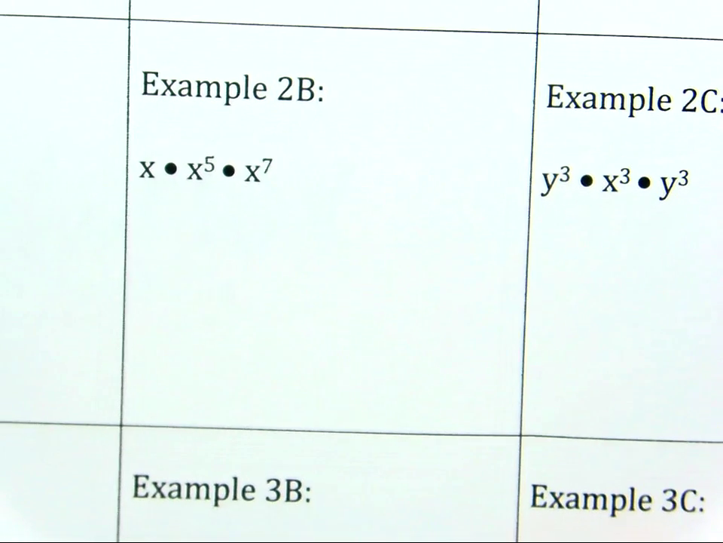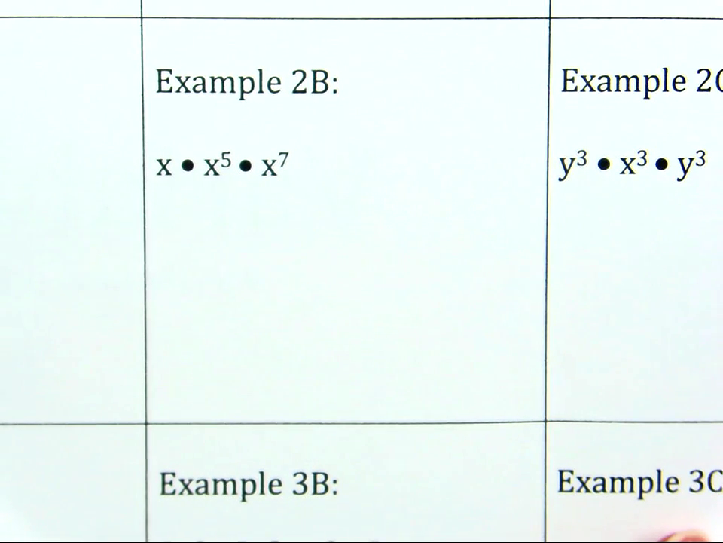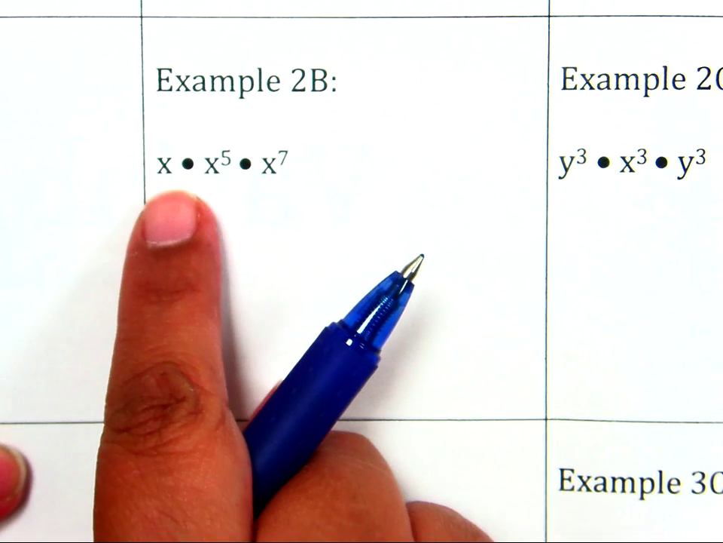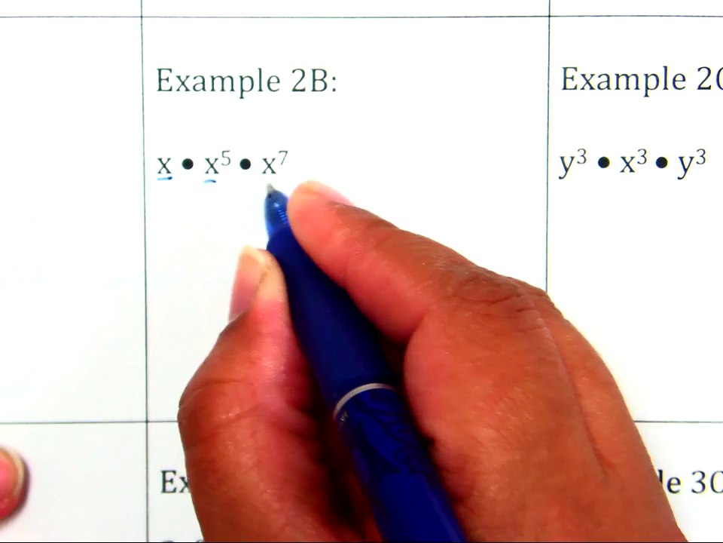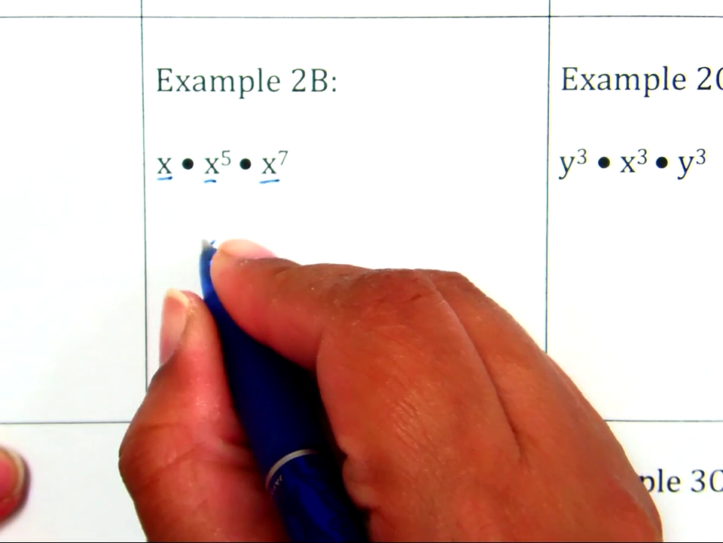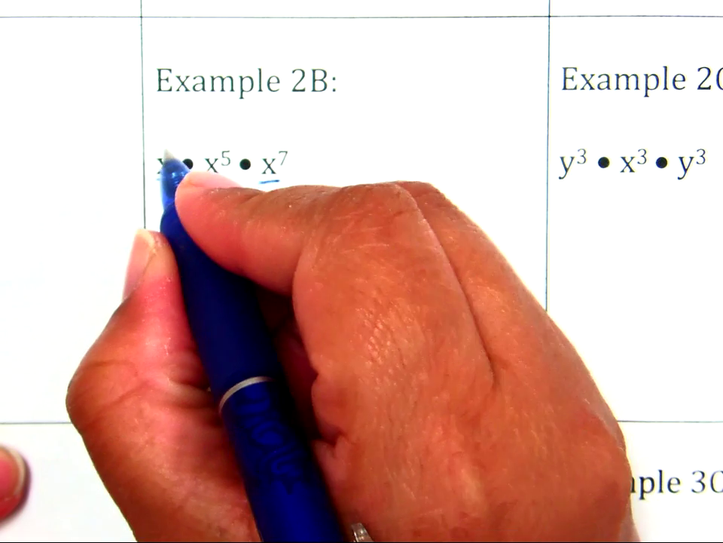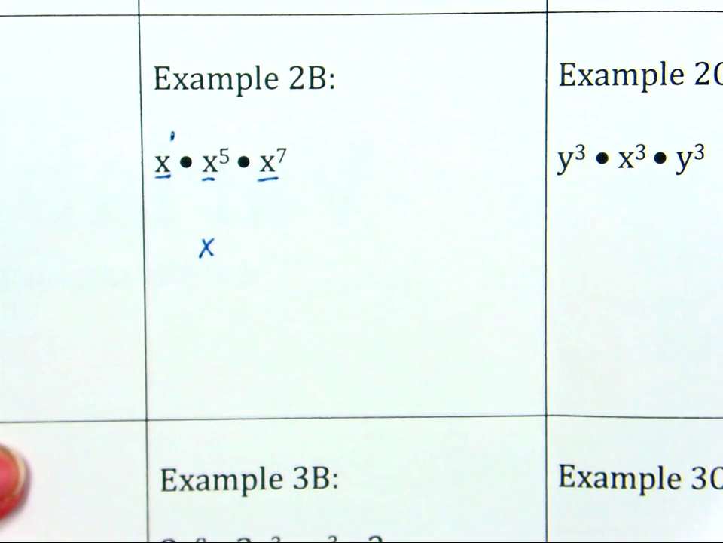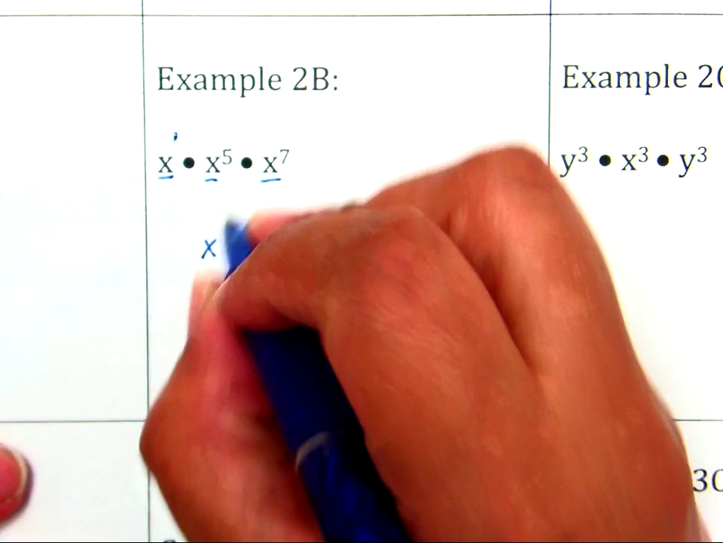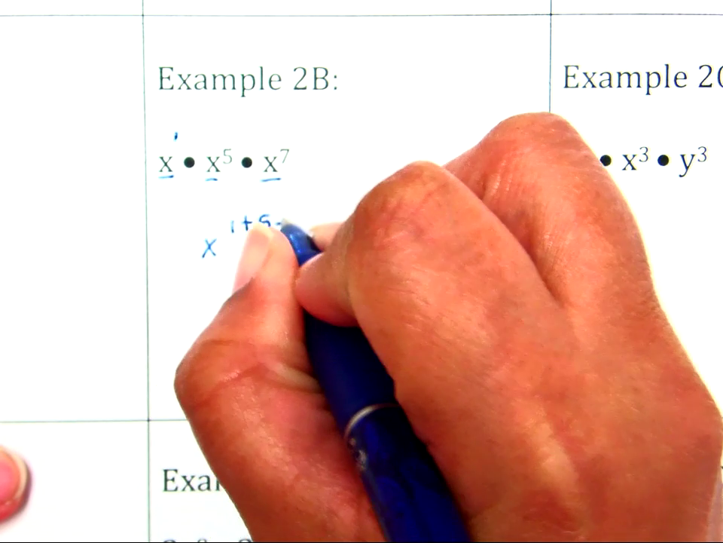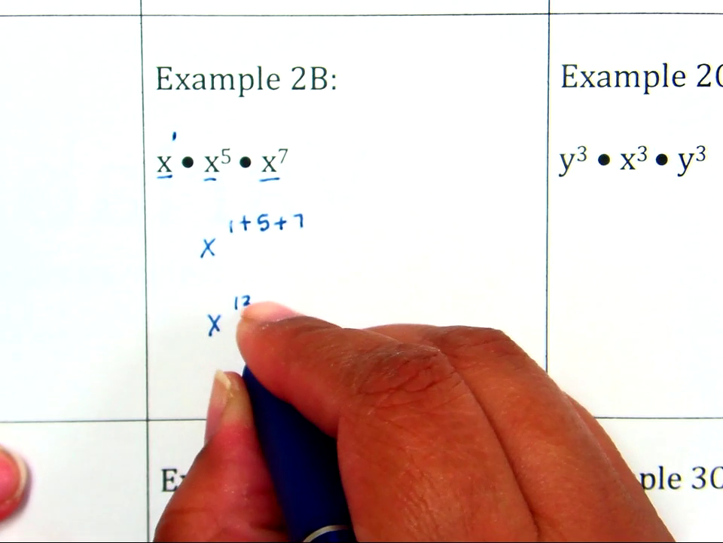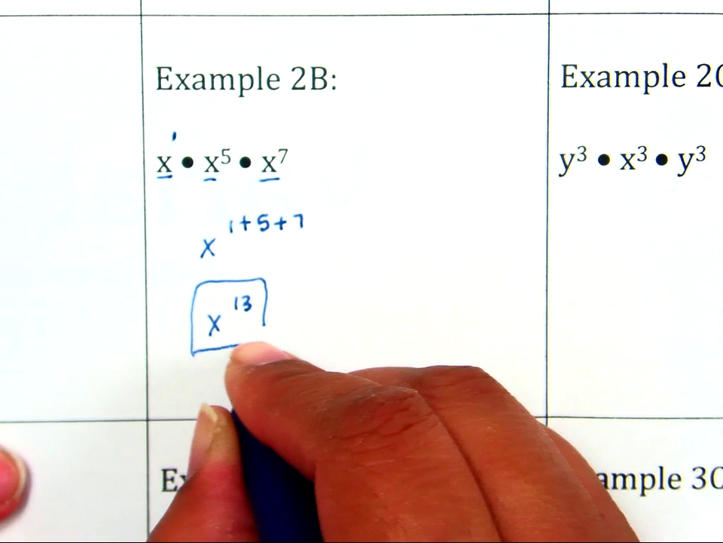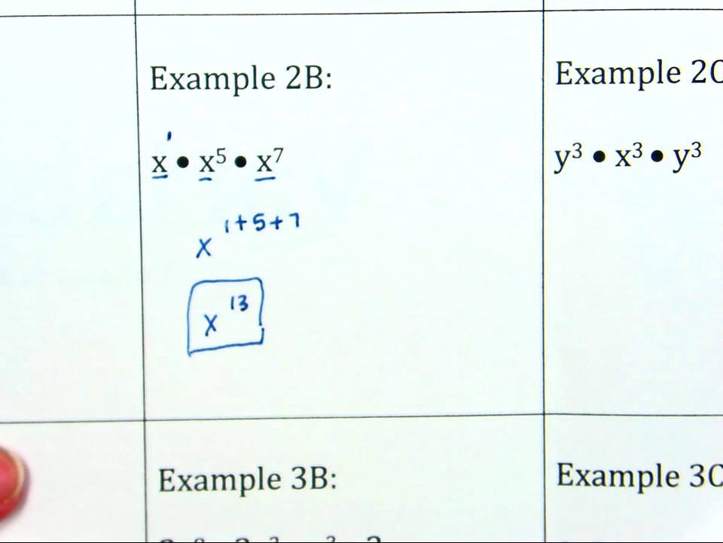I would like you to go to example 2B. And what you're going to do is, again, you should see that all these are the same base. We have a base of x. So we're going to take that and we're going to say x. When there's not a number, we know that there's an imaginary exponent of 1. So we're going to say 1 plus 5 plus 7. So when we add all those numbers, the answer is 13. So it's x to the 13th power.